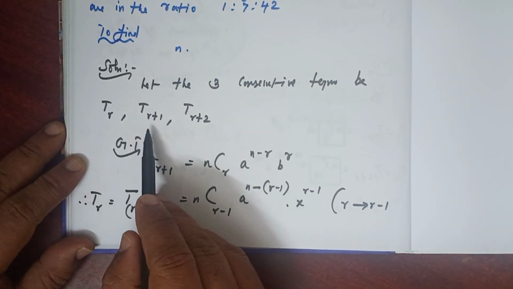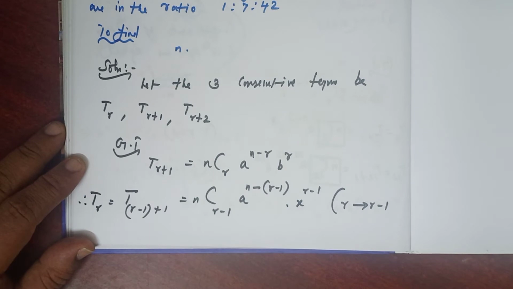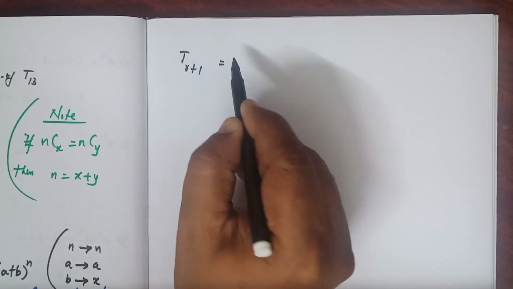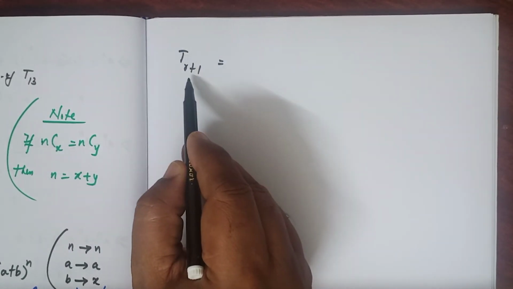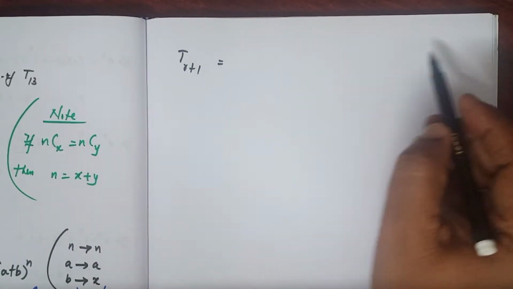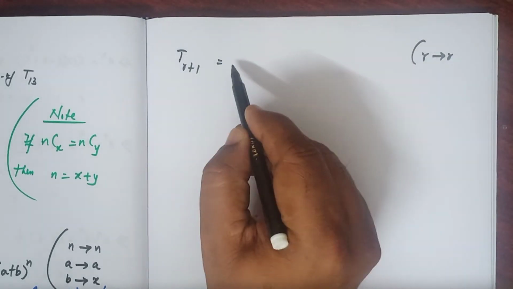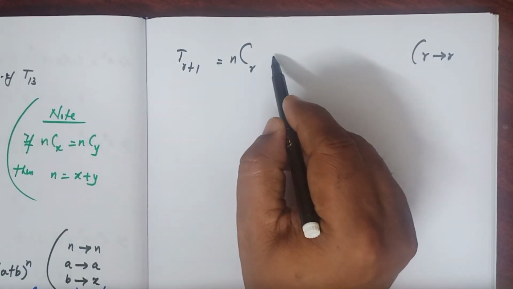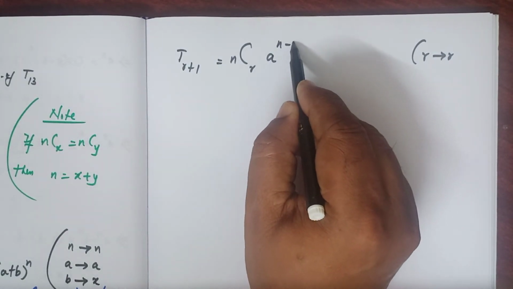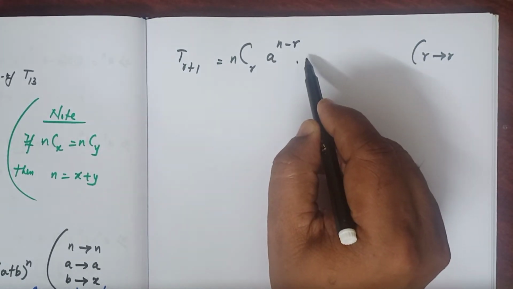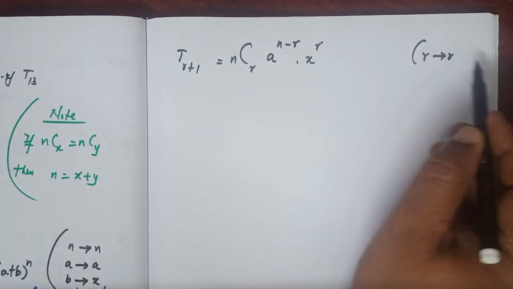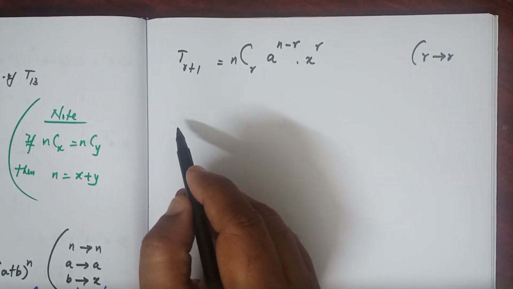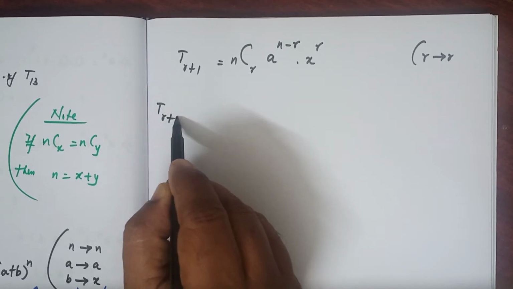Okay. Next you have to find the (r+1)th term. Even in the general term t(r+1), here also t(r+1). Therefore r equals r only, no change at all. So in the formula nCr, r is r only, then a is a only, power n-r, r is r only, into b, that is x^r, r is r only. This is the coefficient. What is the coefficient? nCr.